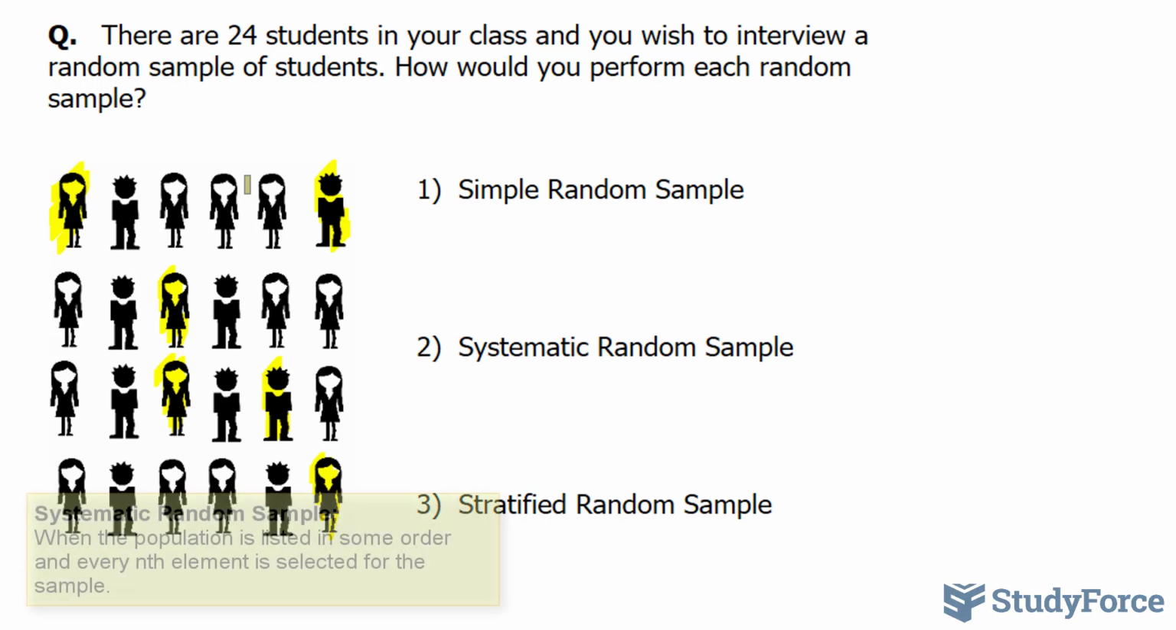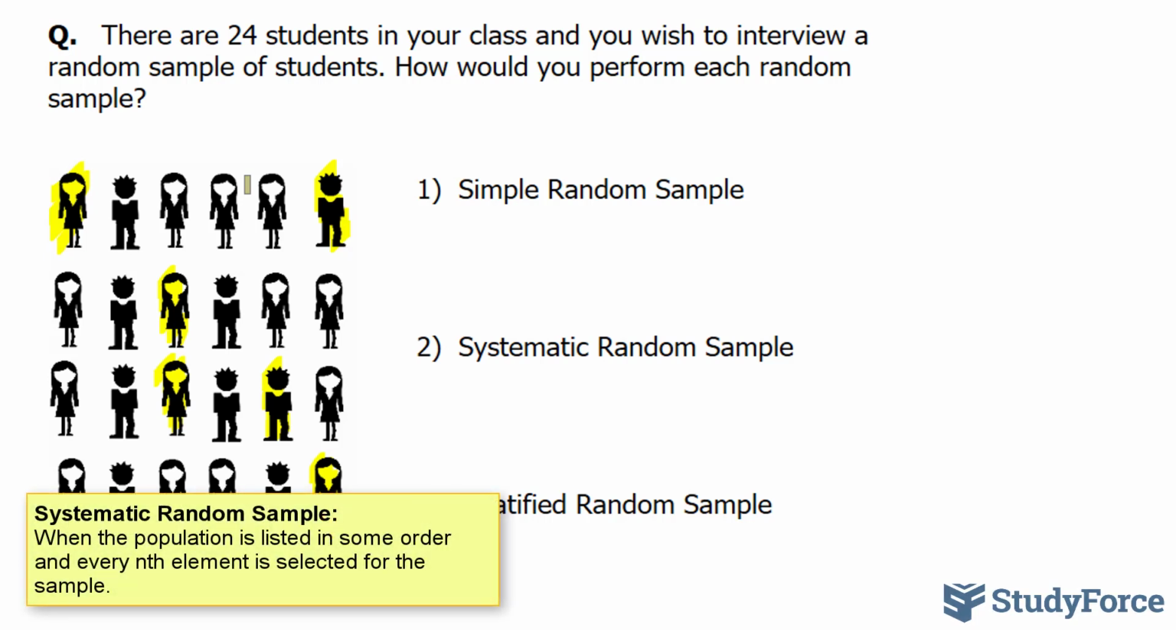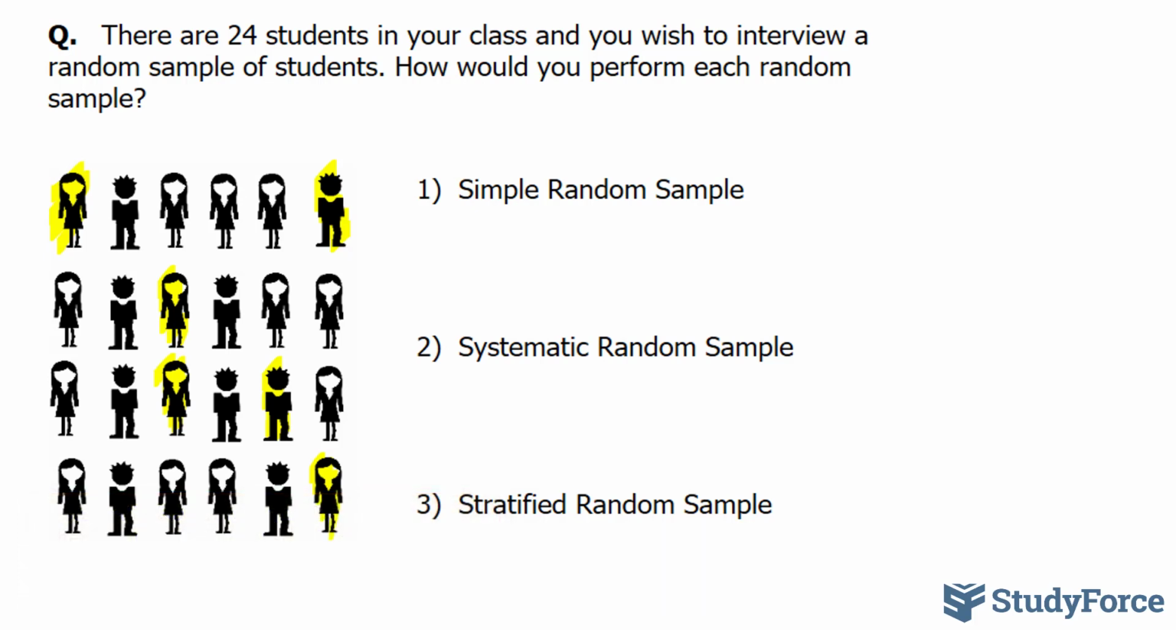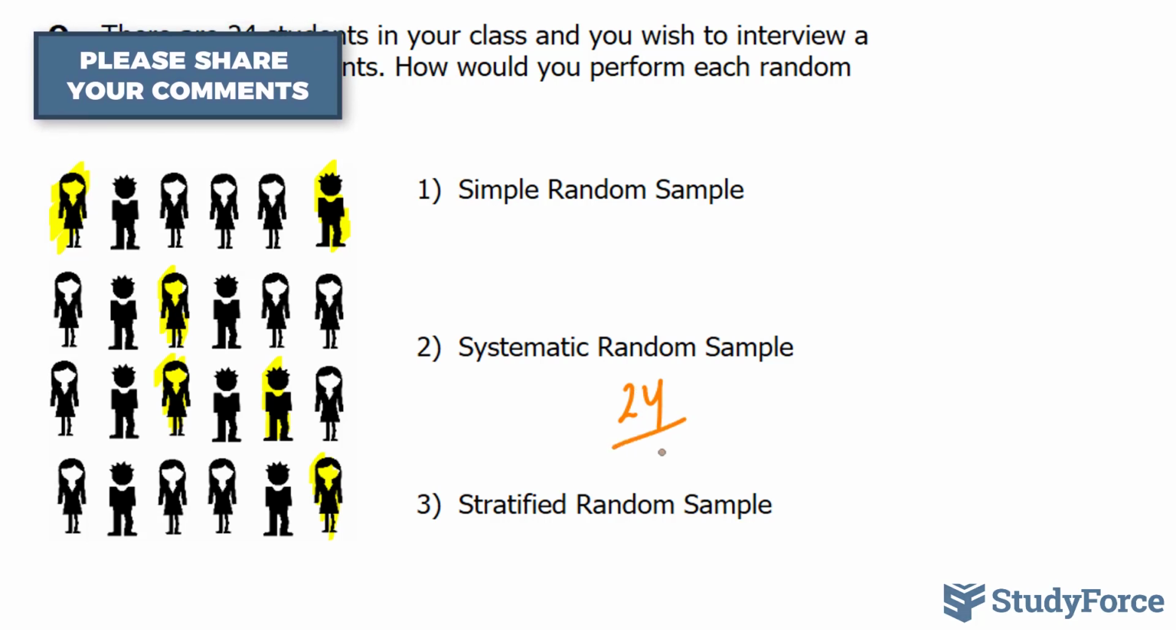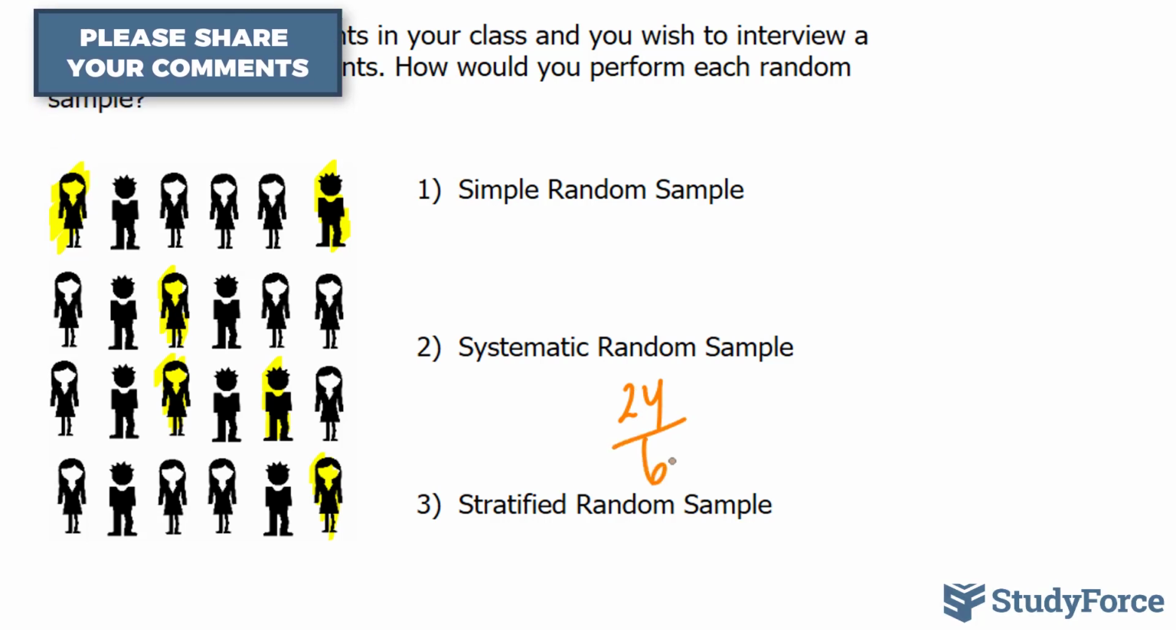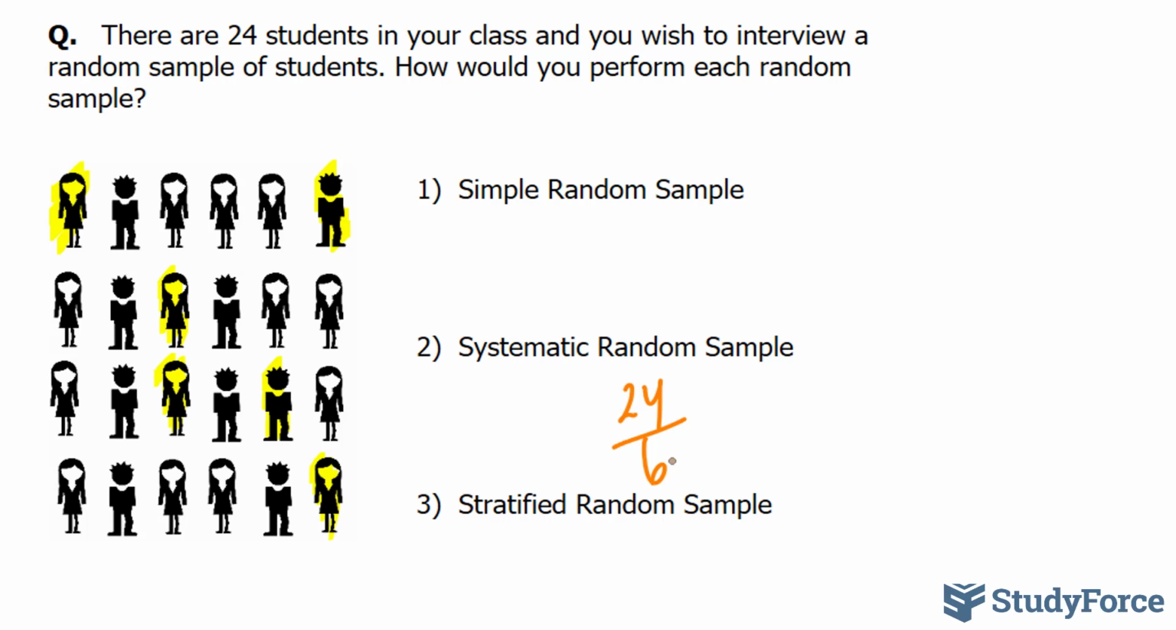To do a systematic random sample, you have to have a more organized approach to selecting. What you have to do is break down the population into intervals. We have 24 students in this classroom. So we would take 24 and we would divide it by the amount of students that we want to select. Let's say we want to select 6 again. And for the sake of clarity, I'm going to erase the highlights that you see on the screen. Now, dividing 24 by 6, we end up with 4.